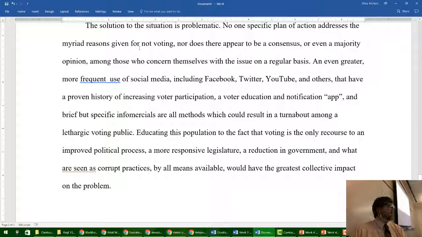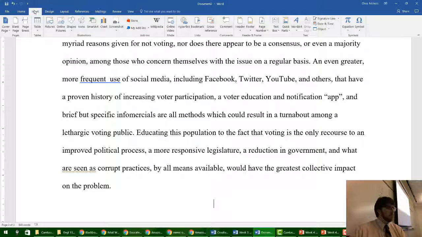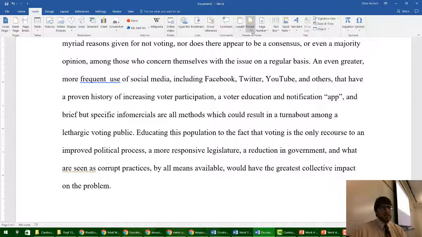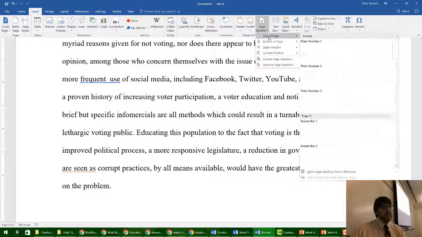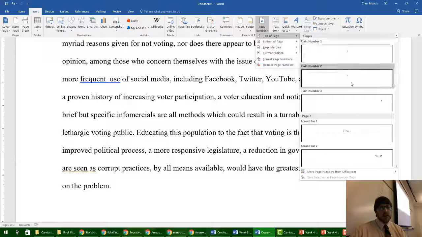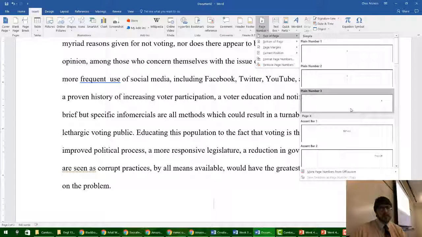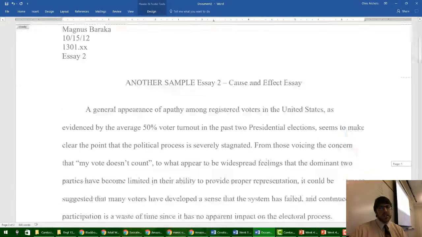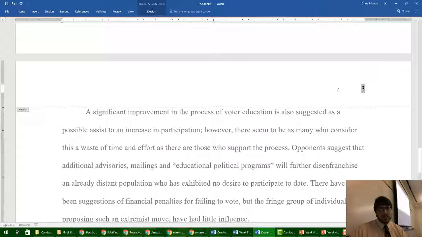How do you go to header footers? Insert. Header. Footer, not footer, page number, top of page. I want it on the right. There we go. Okay, I believe what you need to do. And then you have to remove the first page number. Because you said you don't want the first page number.